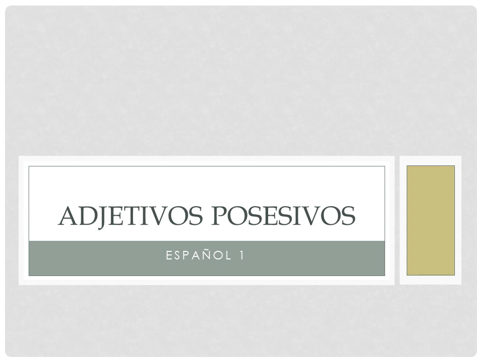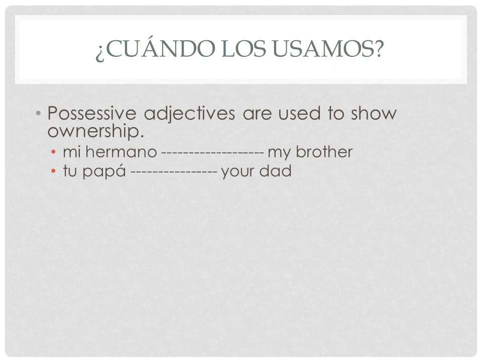So today we're going to be talking about possessive adjectives, o adjetivos posesivos. ¿Cuándo los usamos? When do we use possessive adjectives? We use possessive adjectives when we are talking about ownership, when we want to show ownership of something. For example, we have mi hermano, my brother, tu papá, your dad.